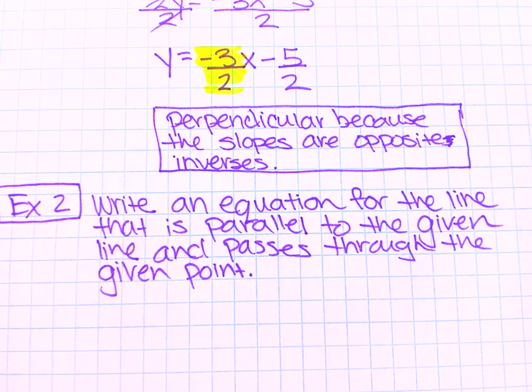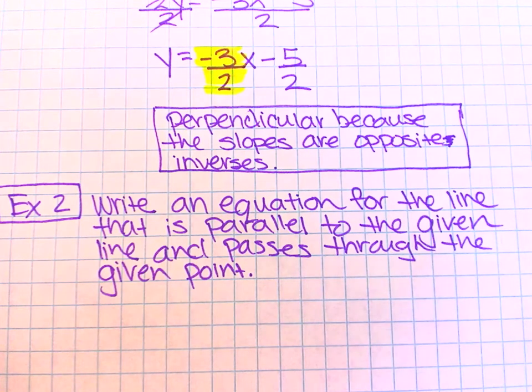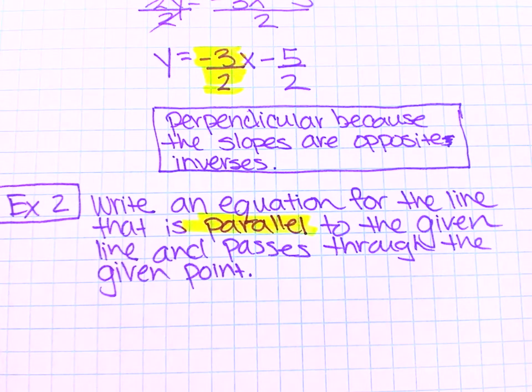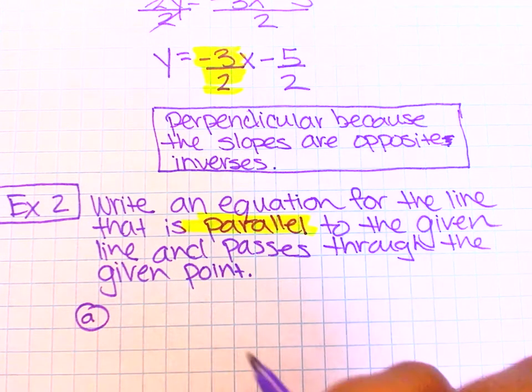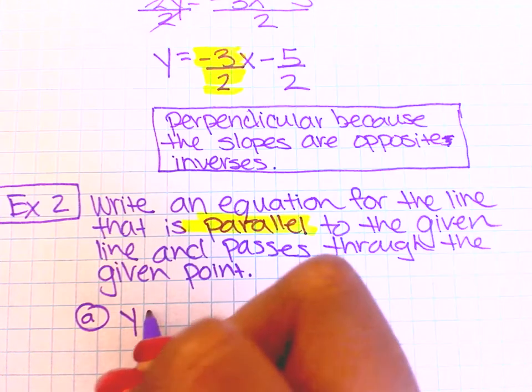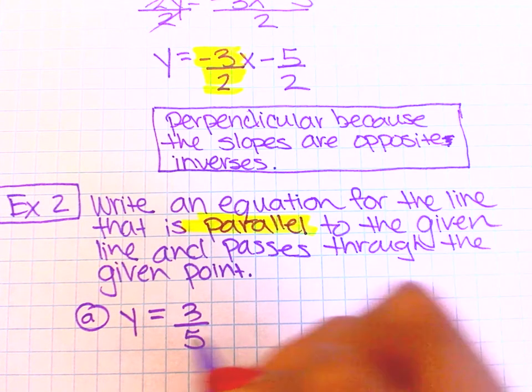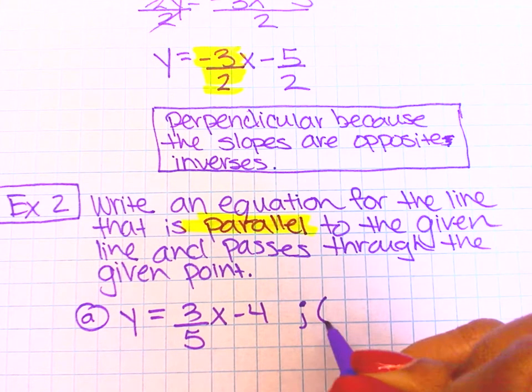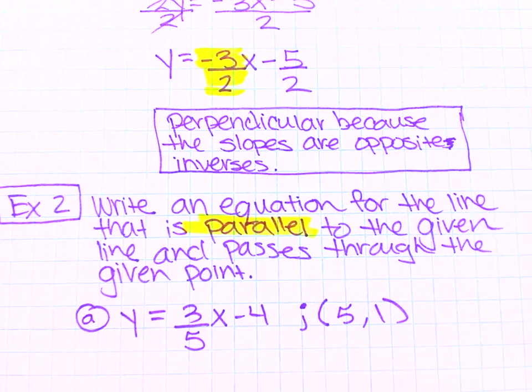Now for me, I need to know what I'm looking for, and so in these directions, they want me to talk about parallel lines. So I know that if it's parallel, that means that its slopes are going to be the same. So they give me y equals 3 over 5x minus 4, and they give me the point (5, 1). Please write that down.